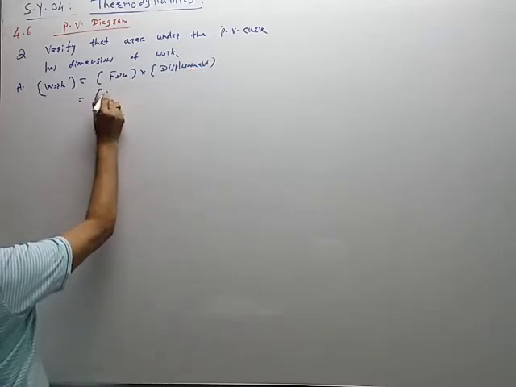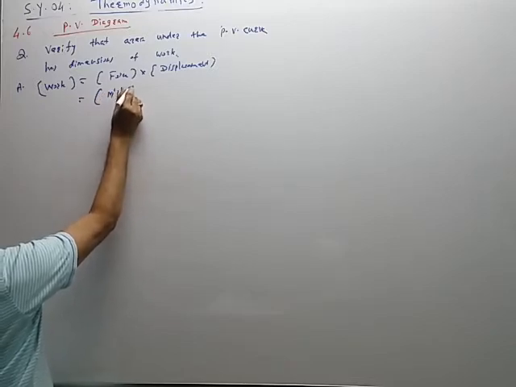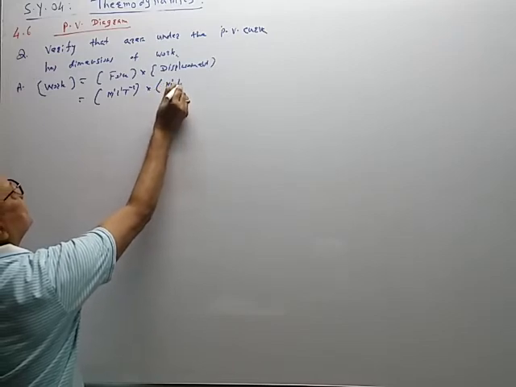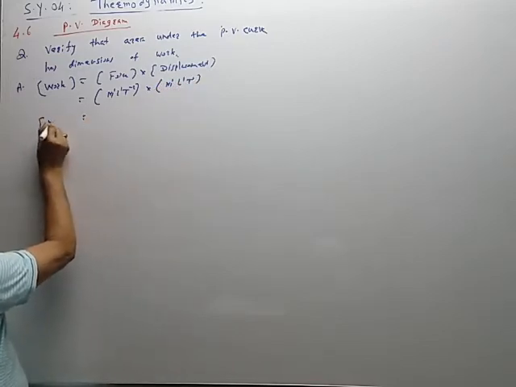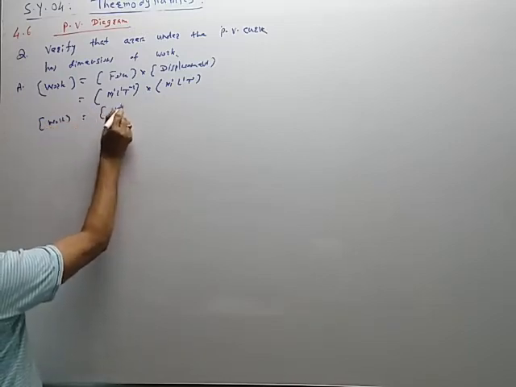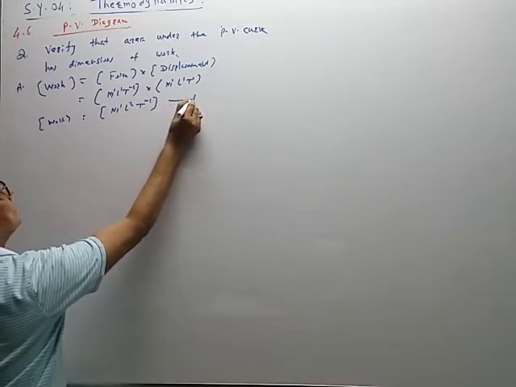So this is equal to force, which means mass into acceleration, M raised to 1, L raised to 1, T raised to minus 2. Displacement means M raised to 0, L raised to 1, T raised to 0. So dimensions of work is equal to M raised to 1, L raised to 2, T raised to minus 2. So this is equation A.